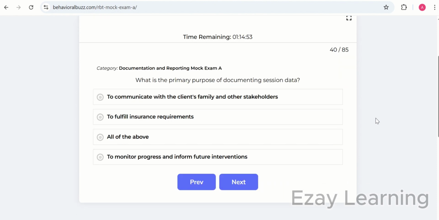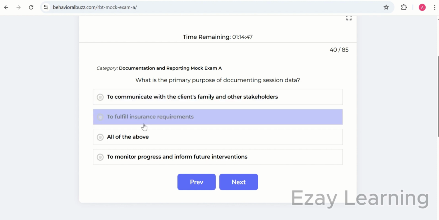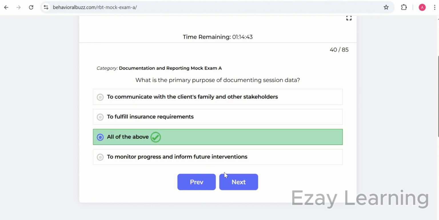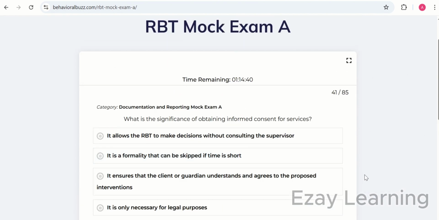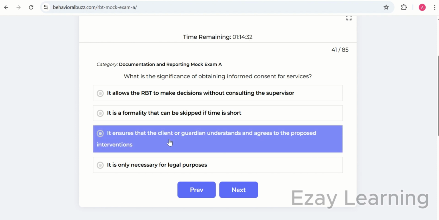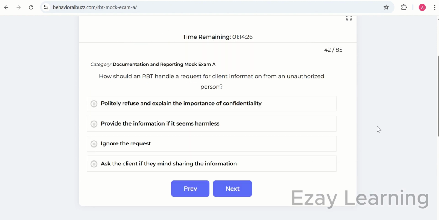What is the primary purpose of documenting session data? To communicate, to fulfill insurance, to monitor progress, all of the above. What is the significance of obtaining informed consent for services? It ensures that the client or guardian understands and agrees to the proposed intervention.